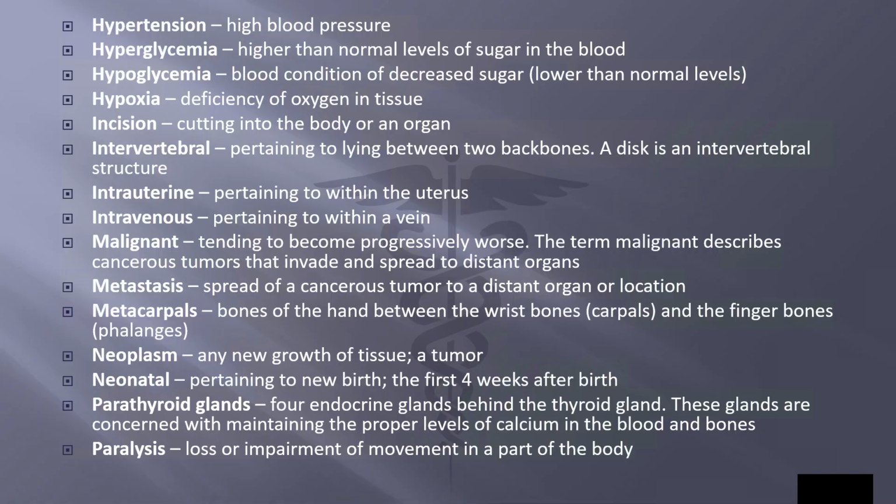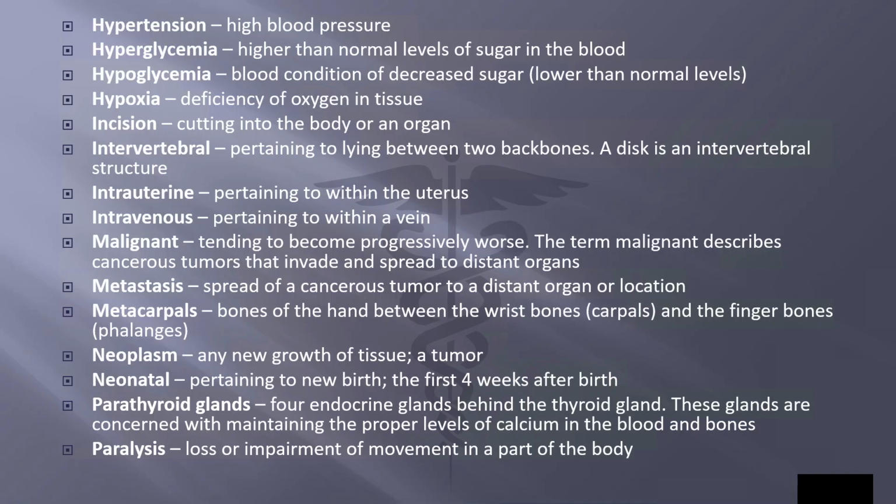Hyperglycemia. This is higher than normal levels of sugar in the blood. This condition is common in people who have diabetes. Insulin either is not secreted, which is type 1 diabetes, or is improperly utilized, type 2, so that sugar accumulates in the bloodstream and spills over into the urine, which is glycosuria.